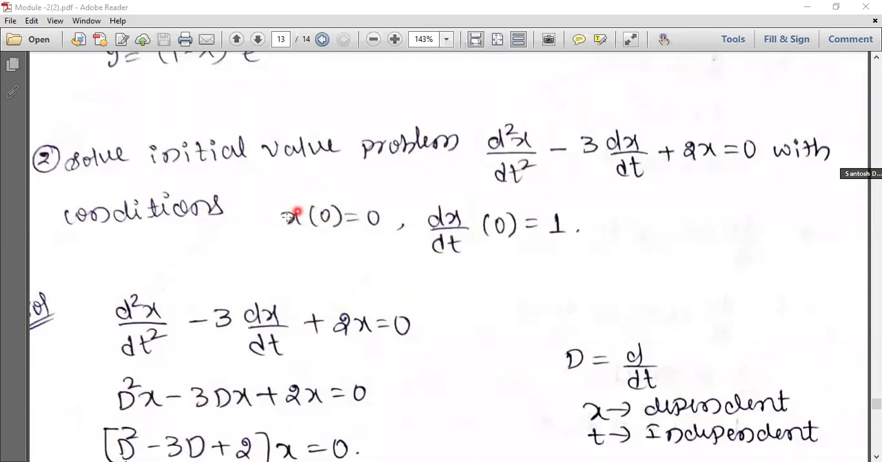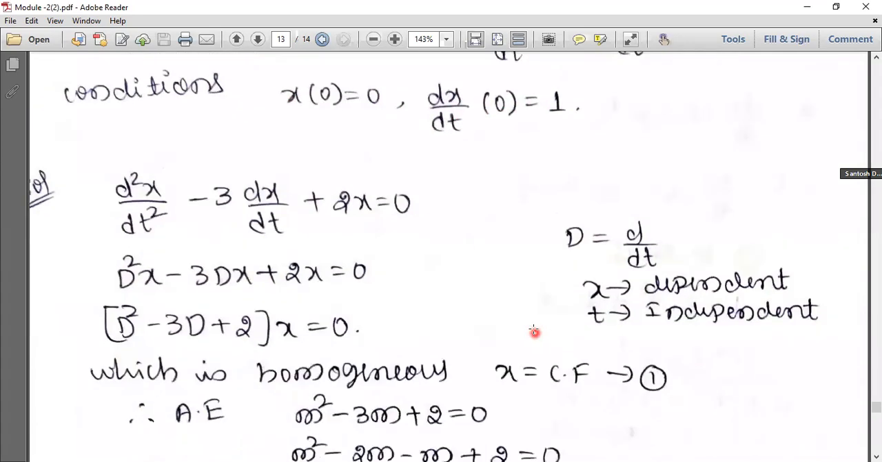Here x equal to 0 at t equal to 0. Here dx by dt is 1. As x is a function of t, dx by dt is 1 at t equal to 0.